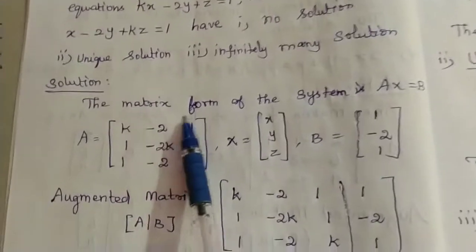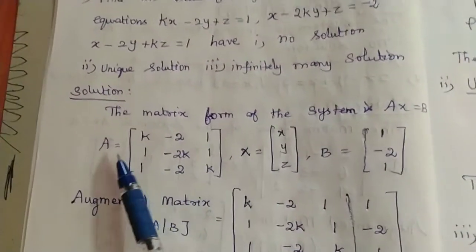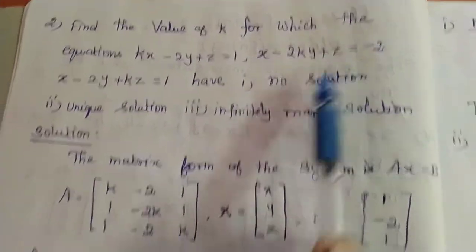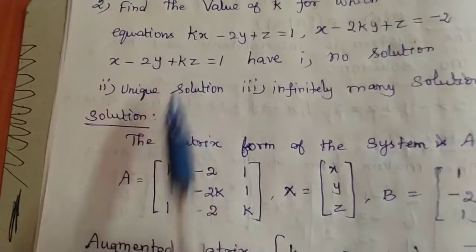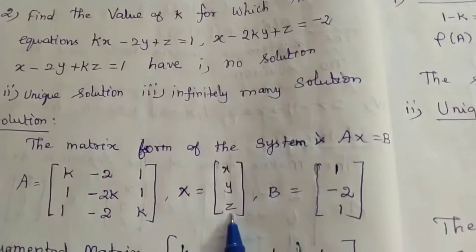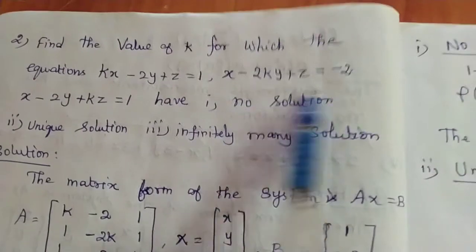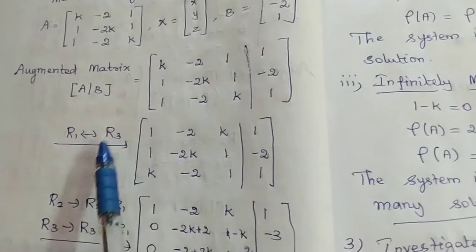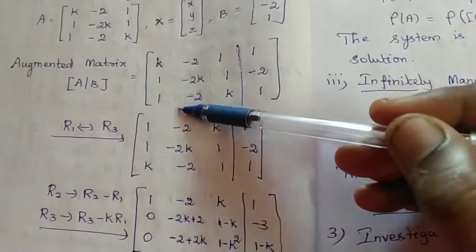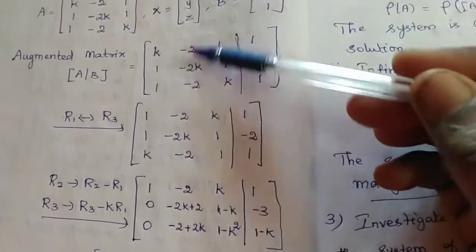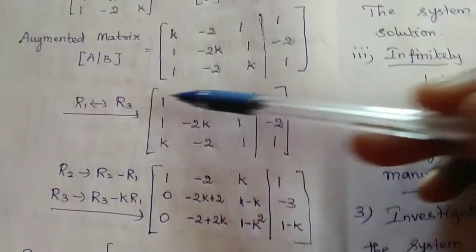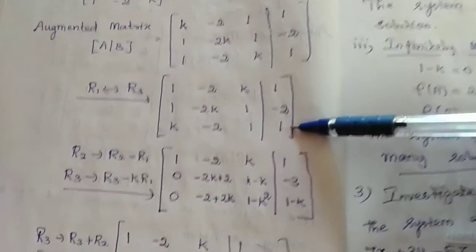The matrix form of the system is AX equals B. Similarly, A has rows (k, minus 2, 1), (1, minus 2k, 1), (1, minus 2, k), X has unknowns x, y, z, and B equals (1, minus 2, 1). Now the augmented matrix. Listen, it's very important: interchange R1 and R3. Then only we can easily find the solution.